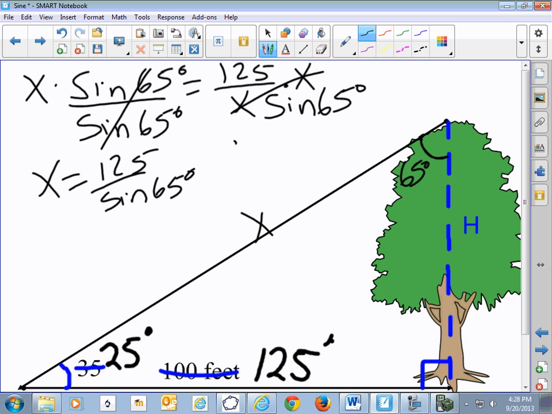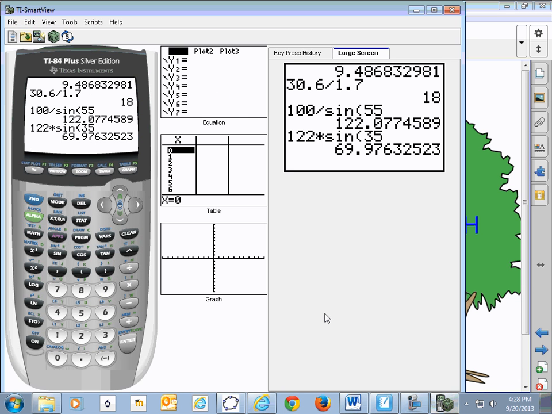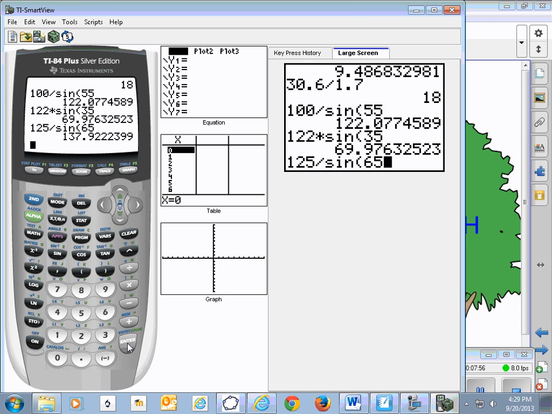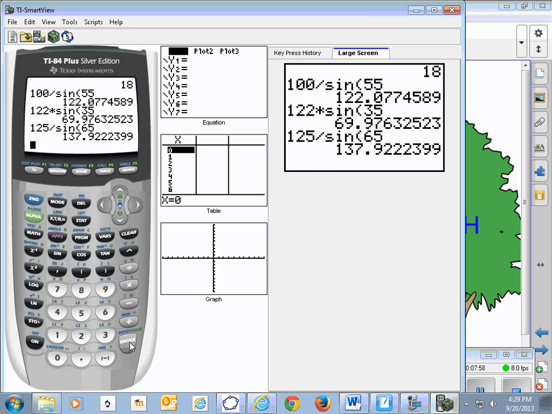Pull out the TI calculator. 125 divided by the sine of 65. 138 feet.